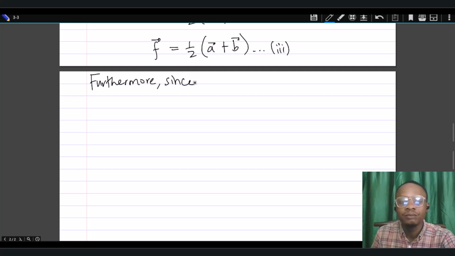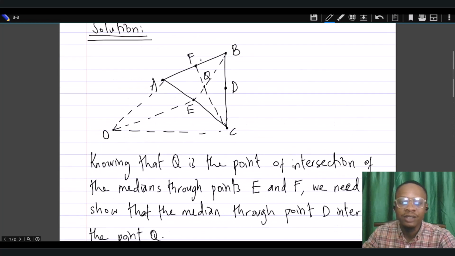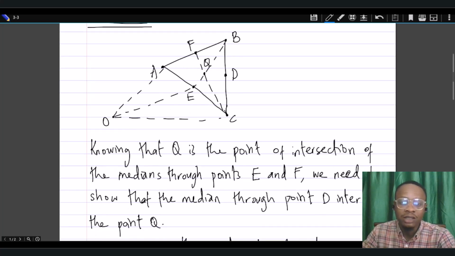since medians, where are those medians now that we've just drawn? CF and BE. We just pick any two of them. You could have started out with AD and let's say BE. It's fine. That means you want to prove that the third one passes through that point. So we're just starting out with any two, then from whatever we're able to get from those two, we want to establish that the third one also passes through that point.